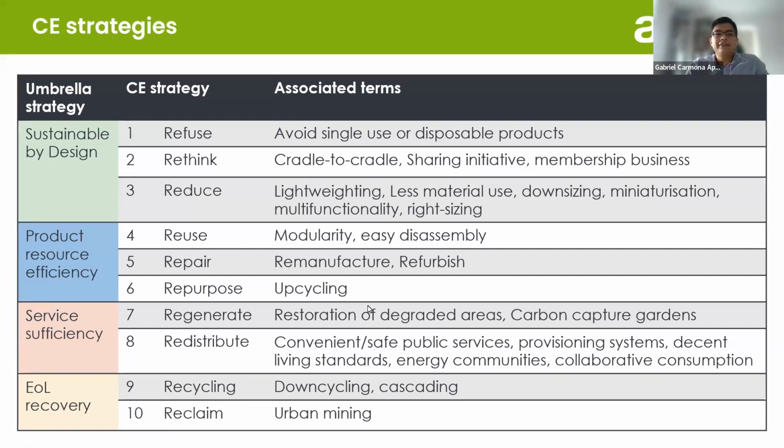And finally, I have end-of-life recovery strategies, which are mainly recycling, which could be achieved through traditional recycling, or that could lead to downcycling or reducing the quality of the material, or cascading for biomaterials. And finally, reclaiming. One way to do that is through urban mining. So instead of mining more elements from nature, what about going back to landfill or the stocks that I have at the moment in cities, and extract the material directly from them?